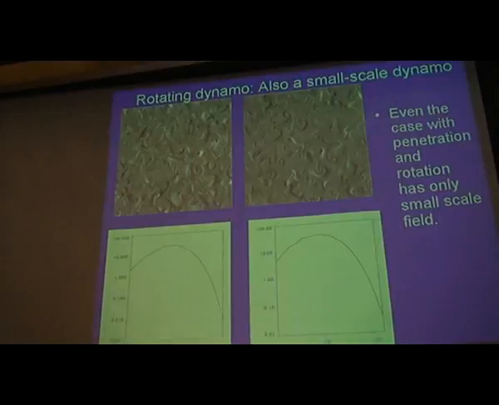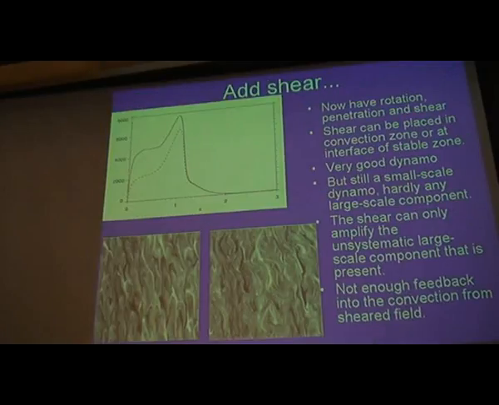You resigned, shrug. So again, it's a small-scale dynamo. Even in the penetrative layer, the case of penetration and rotation only has a small-scale field. What can I say? It's high magnetic Reynolds number. If one adds shear, we added shear towards the base of the convection zone to give ourselves the best chance. That was where the largest scale field was residing.